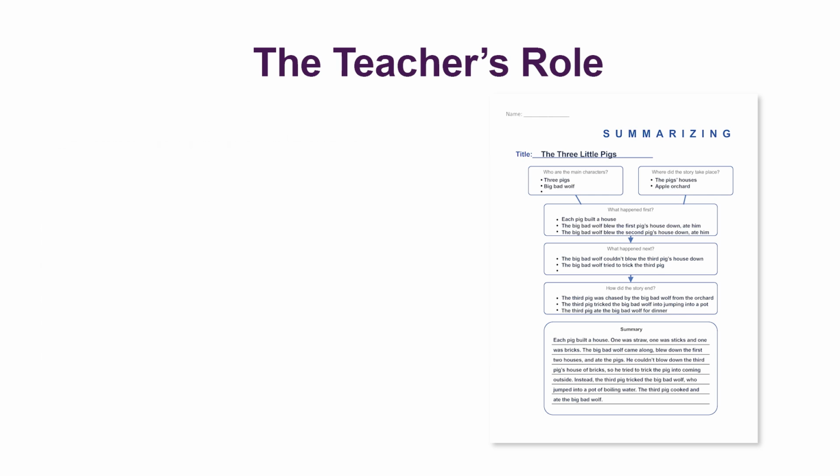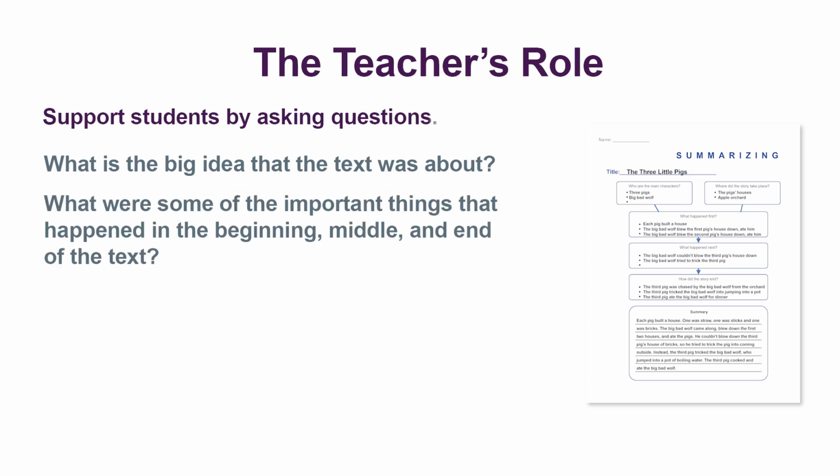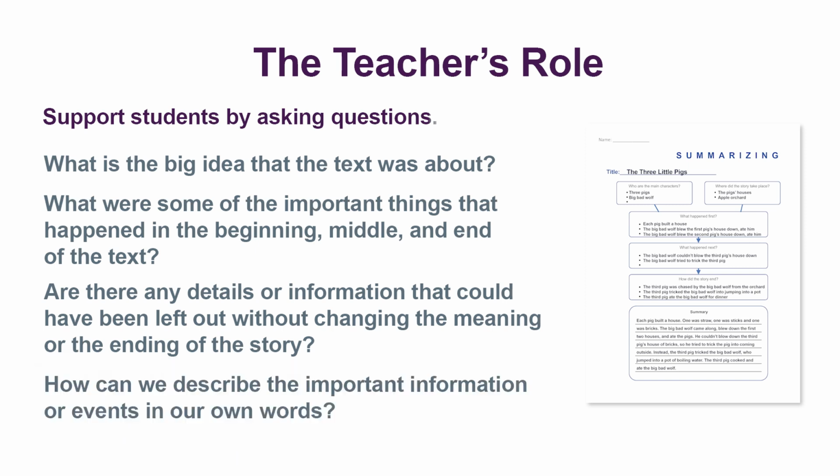For narrative texts, teachers can support students by asking questions that prompt them to identify key points in the story and differentiate them from less important information. For example, teachers might ask, "What is the big idea that the text was about? What were some of the important things that happened in the beginning, middle, and end of the text? Are there any details or information that could have been left out without changing the meaning or ending of the story? How can we describe the important information or events in our own words?"